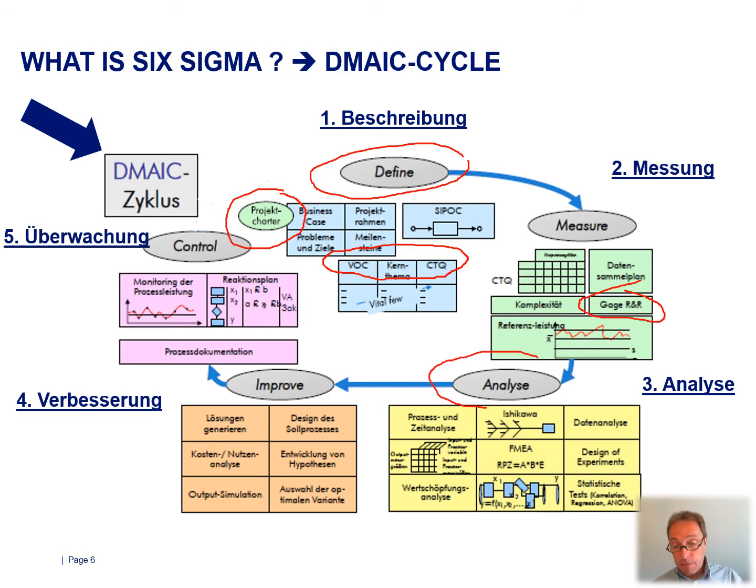In the analyze phase here, we see the Ishikawa. The Ishikawa is a soft skill tool, but it doesn't belong only to the analyze phase. You could use it also in the improve phase or in the define phase. So it means not every tool belongs to a specific process step. It's flexible, and you could use different tools in different cycle steps.